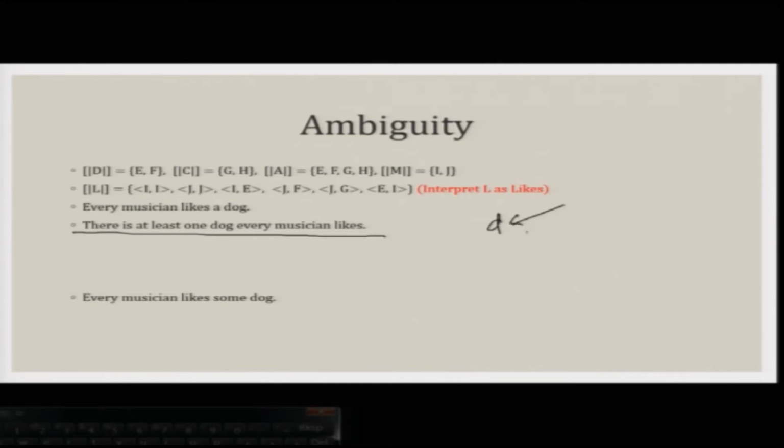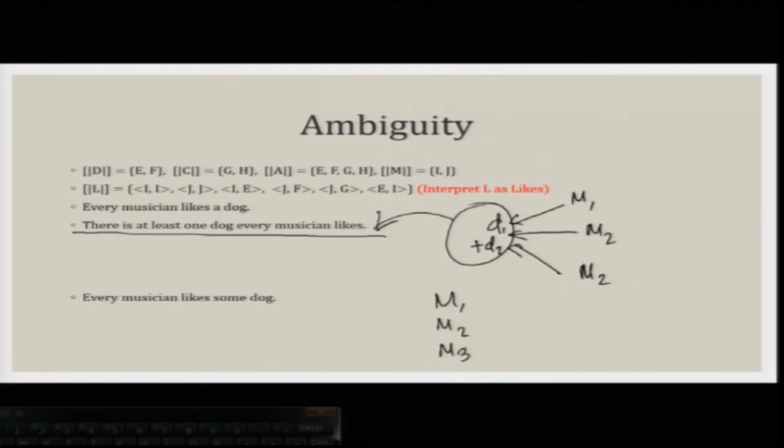So, it is something like this: there is a dog every musician likes, or maybe there are two dogs every musician likes. Maybe that is one interpretation. And another interpretation is that every musician, M1, M2, M3 or M4, everyone has got some dog they like. So, this is another picture.